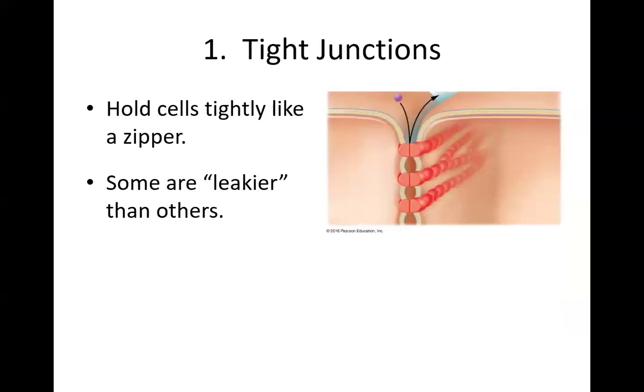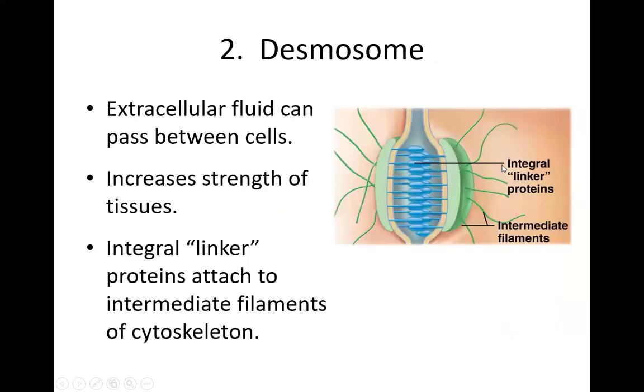Now let's investigate them. The tight junctions hold the cells tightly like a zipper. That's why they call them tight junctions. And some are leakier than others. And desmosomes, external fluid can pass between them. These are more loose. That's why we don't call them tight junctions. They increase the strength of the tissue, and they have integral or linker proteins that attach intermediate filaments of the cytoskeleton. So which of the three cell junctions is actually associated with your cytoskeleton?